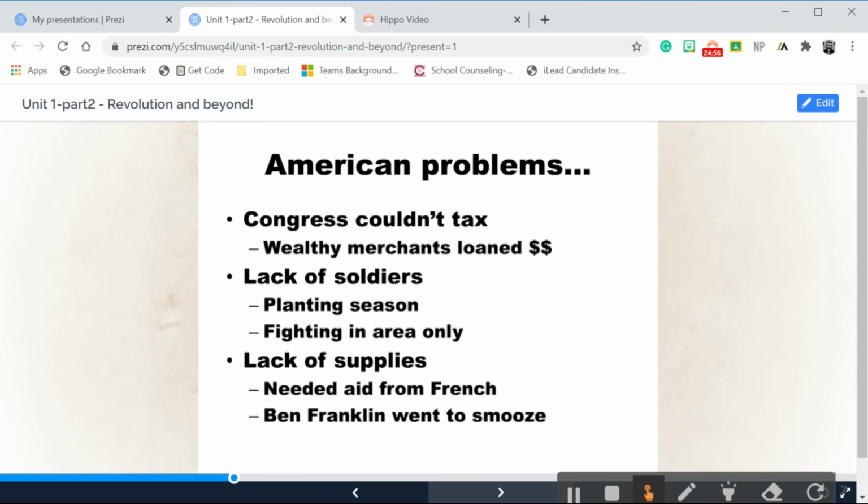They ignored it. There was not a lot of respect for the American colonists. So these are some American problems at this point. The big one is a lack of supplies.